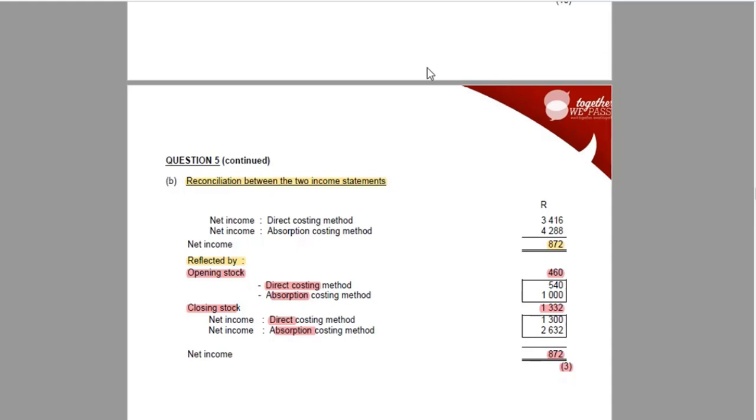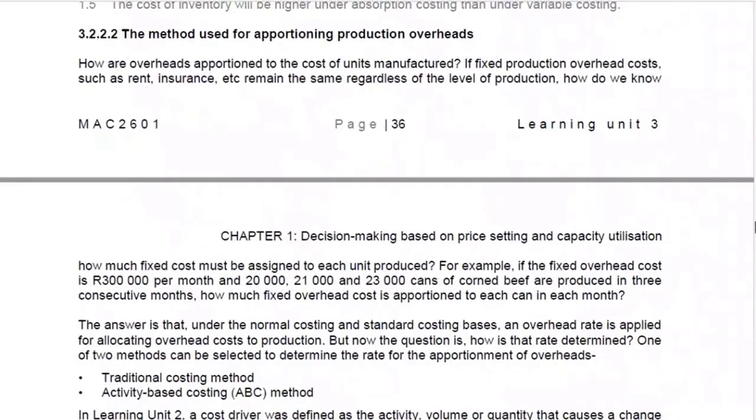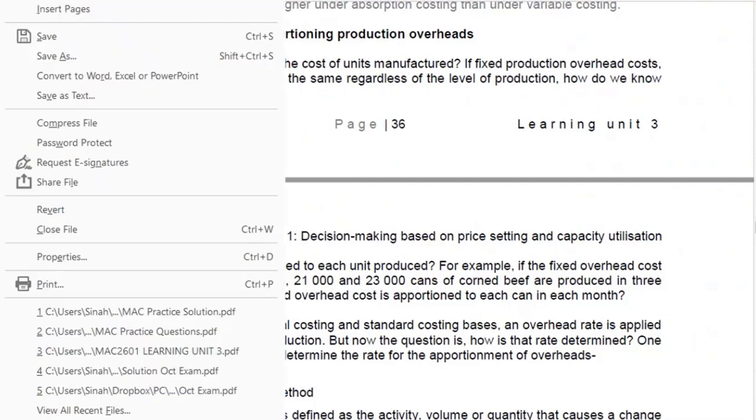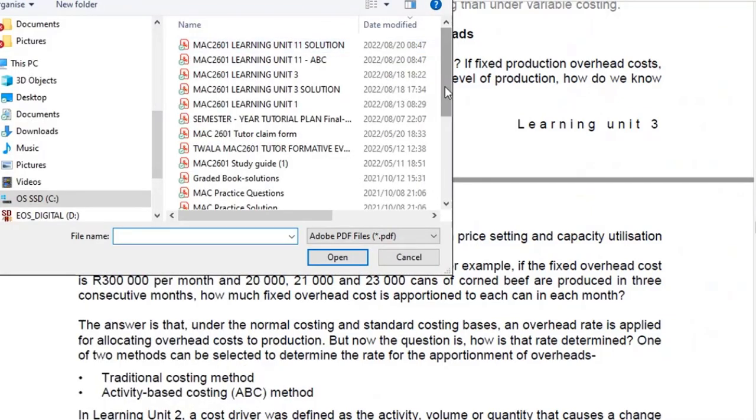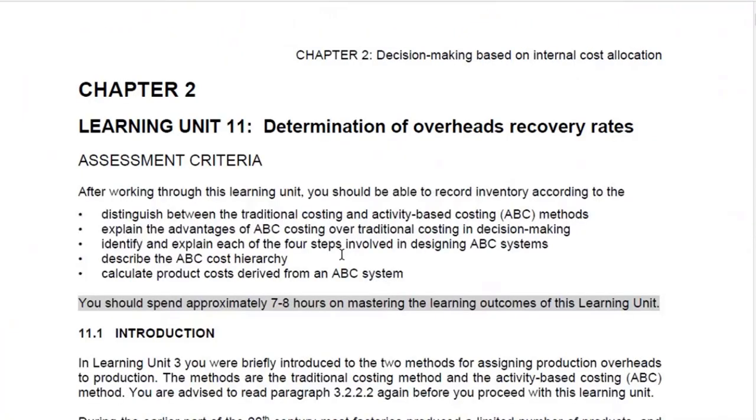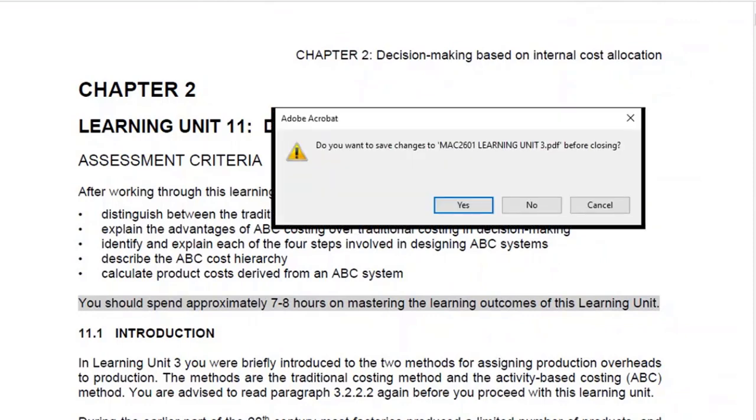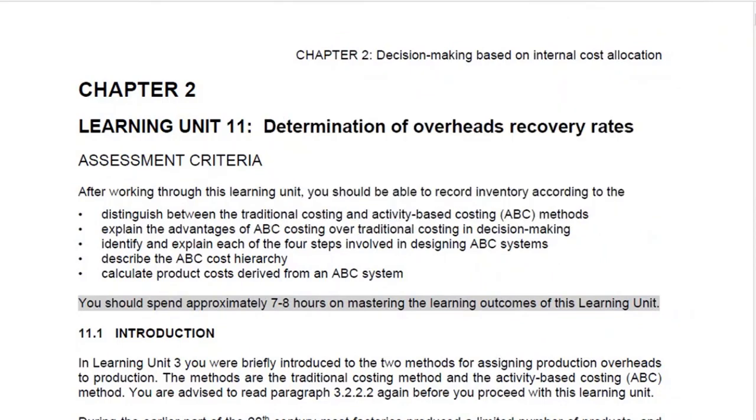Any questions before I move on from direct costing, because we are done with this topic? Yes, so unit 3 just briefly touches on it. Then it's unit 11 that actually speaks on ABC. Cool. This is unit 11.